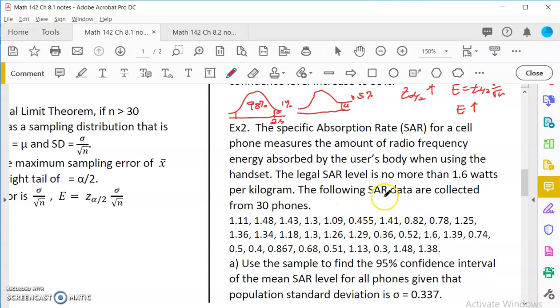Next example for 8.1 is showing what to do if you do not have summary data.